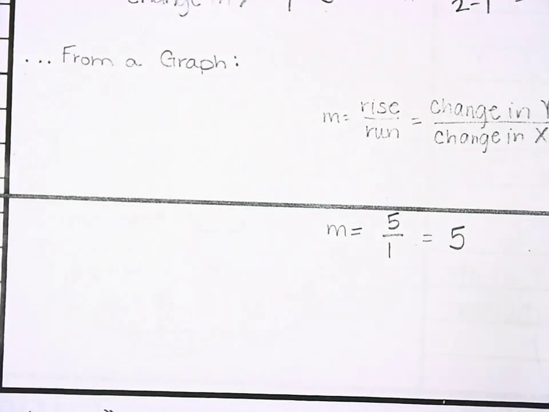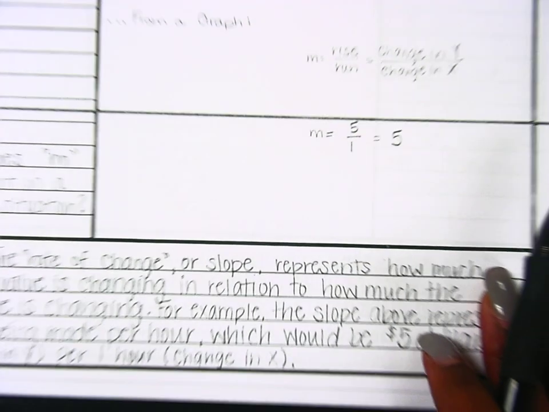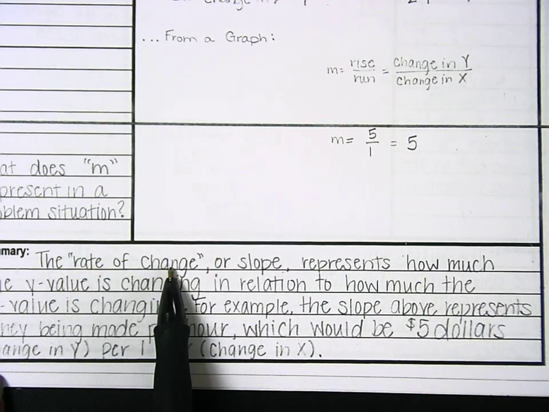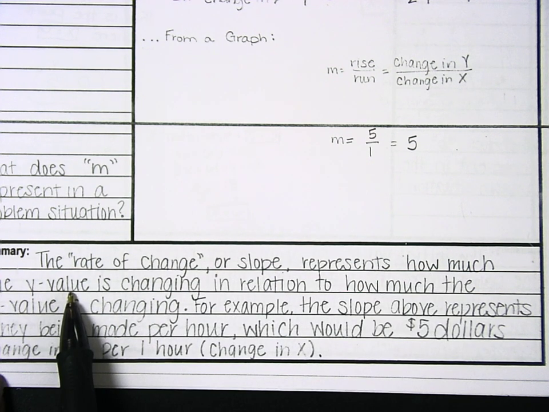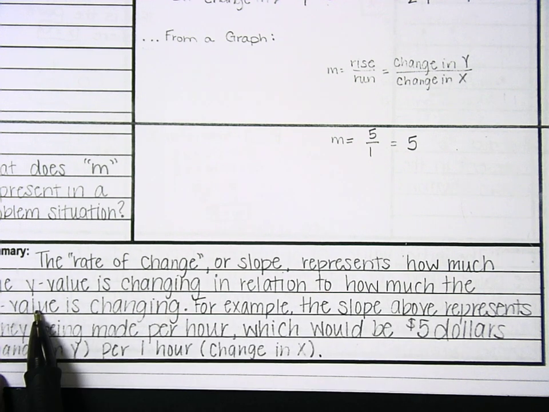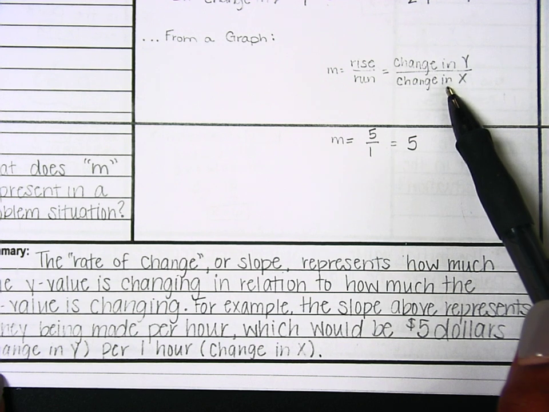So, now that we know a couple simple ways to find slope, we just need to summarize all of those. The rate of change, or slope, represents how much the y value is changing in relation to how much the x value is changing. Change in y over change in x.